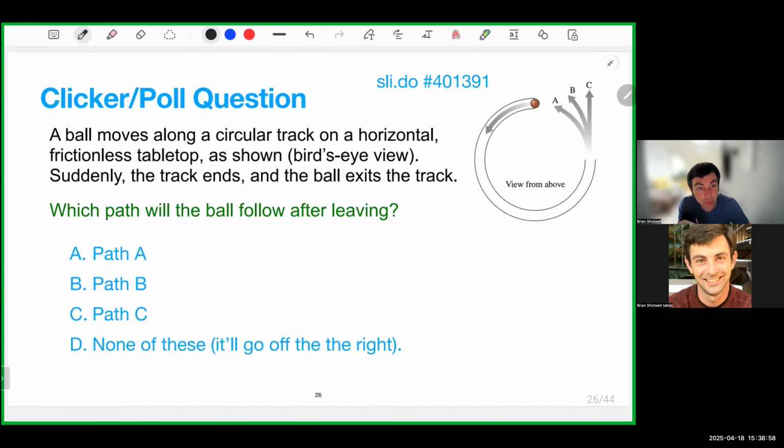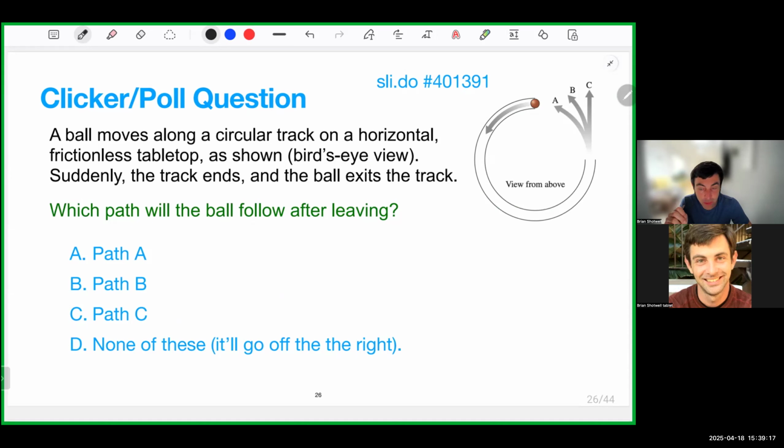Okay, a ball moves along a circular track on a horizontal frictionless tabletop, as shown. We're looking at the horizontal track from above. Right, so there's no gravity here. Gravity would be into the page. But it's not up or down or left or right on the page.